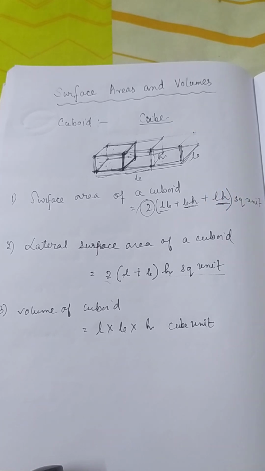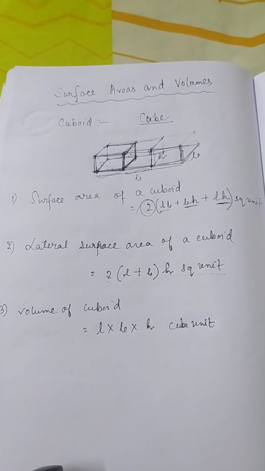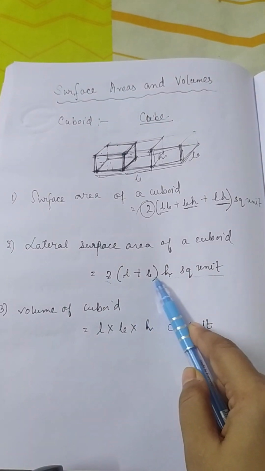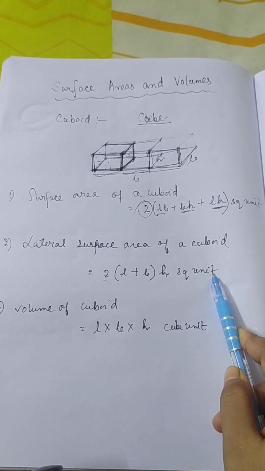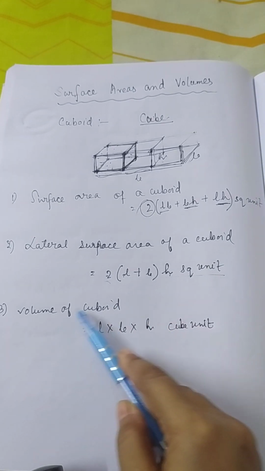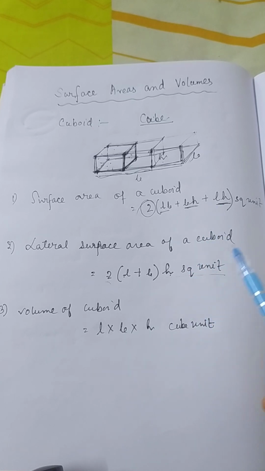Now the lateral surface. That means the roof and floor are not considered in a cube or in a cuboid. Floor and roof are not considered, only the surrounding faces. So obviously lb will not be considered. In that case the lateral surface area will be 2 into (l + b) into h square unit. Okay. And volume, that means length into breadth into height cubic unit.